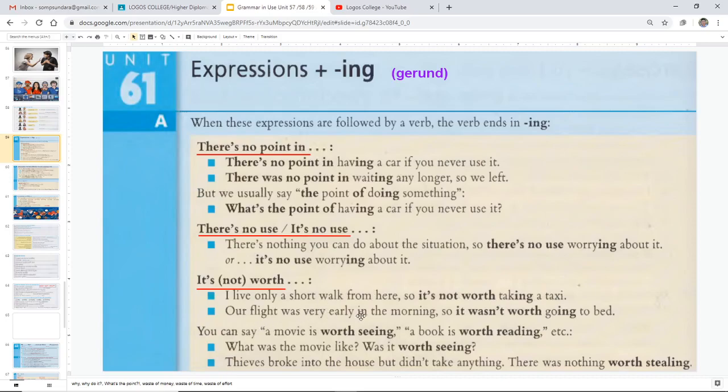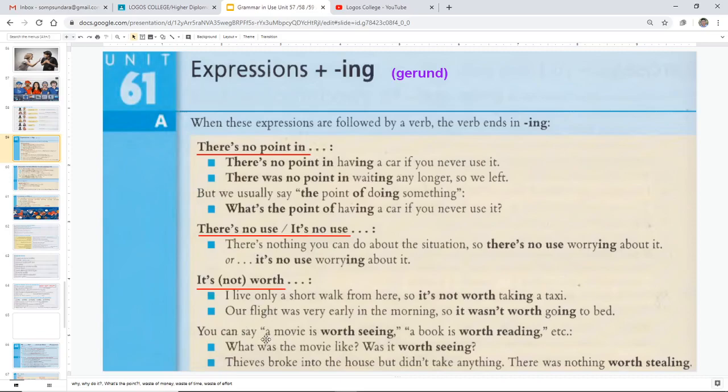Our flight was very early in the morning, so it wasn't worth going to bed. So this is in past tense. The flight is so early, why waste your time sleeping when you have to wake up in 2 hours or 3 hours? You'll just feel more tired.